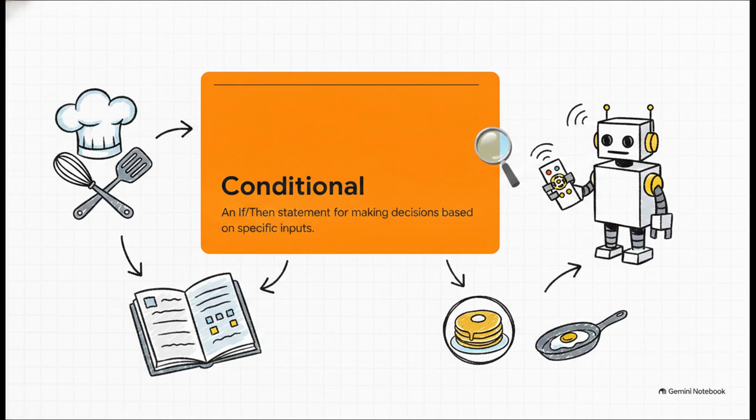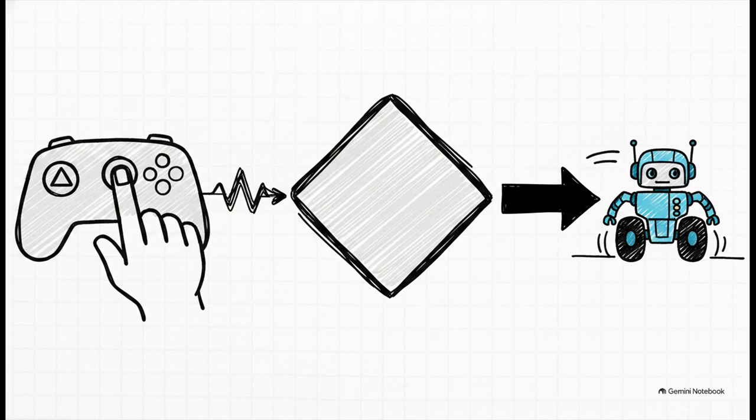And your robot uses conditionals to do the exact same thing with the signals it's getting from the remote control. Just look at how beautifully a conditional translates a physical, real-world action into a logical robotic response. If the forward button is pressed, then drive the motors forward.